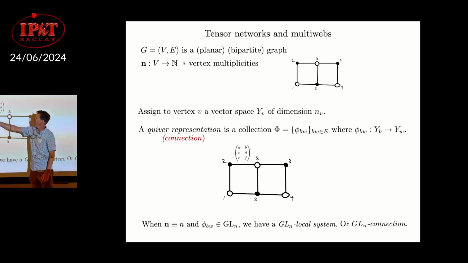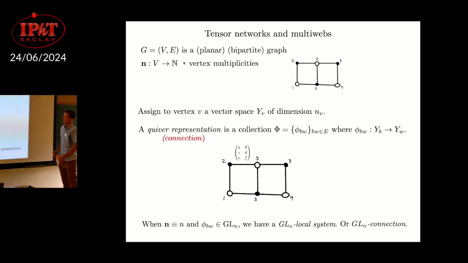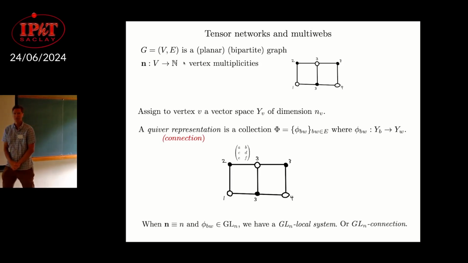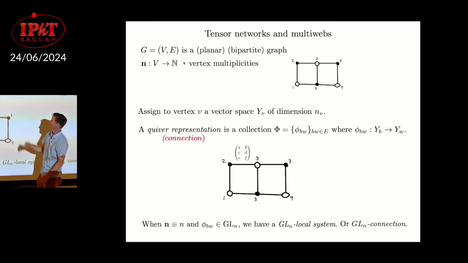This is a map from a two-dimensional vector space to a three-dimensional vector space. Feel free to choose a basis for those vector spaces, then all the maps just become matrices. You always consider maps from black to white. All the maps are always going from black to white.